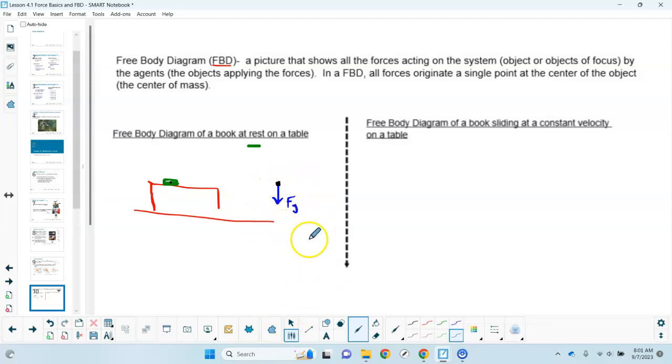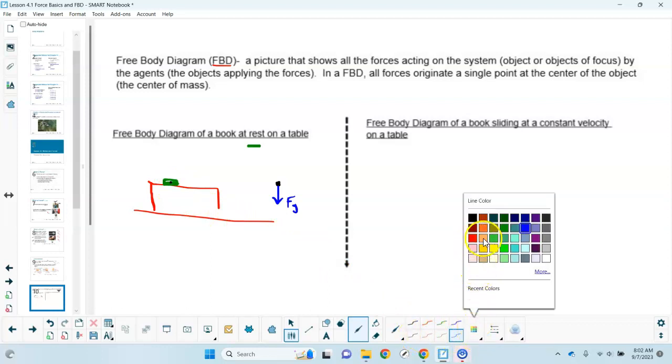Now, if that was the only force acting on this book, the book would be accelerating downward, because if there's only one force, it's going to win the tug of war or the battle. So it would definitely go kind of down. But is this book falling down? And I would say no, the book is not falling down. And what's keeping it from falling down? The thing that is pushing it up, which is the table.